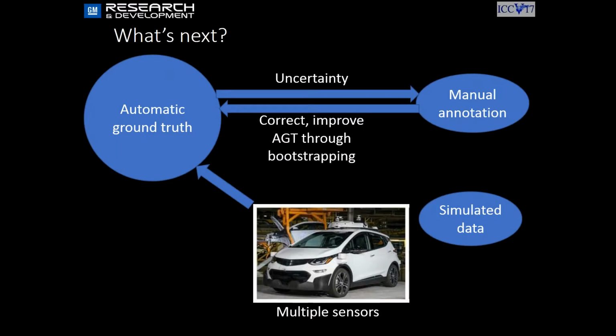But I think that the paradigm that will be successful in the future is to use all types of annotation, both manual, automated annotation, and simulated data, and use each one to improve the other. So the manual annotation can be used to bootstrap automatic ground truth, and simulated data, I think, is more useful for generating specific scenarios to test autonomous driving in these scenarios. That's it. Thank you very much.